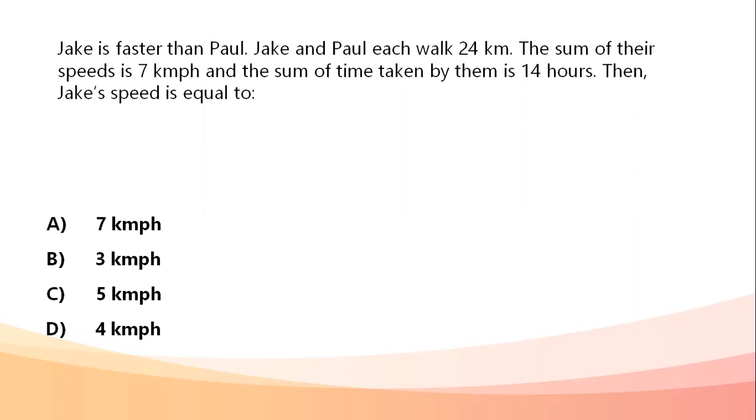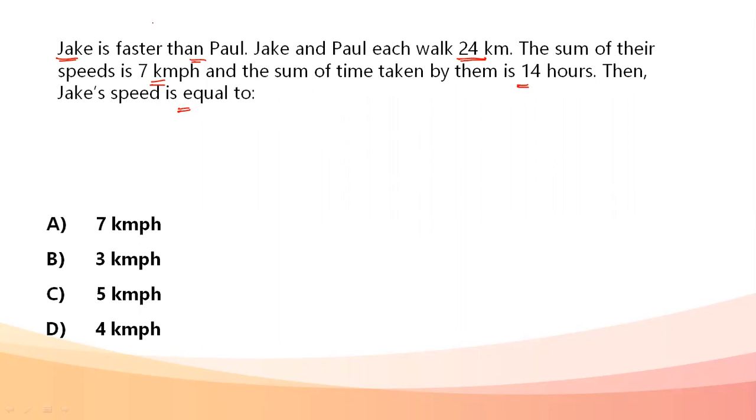Next, a question based on time, speed and distance. Jake is faster than Paul. Jake and Paul each walk 24 kilometers. The sum of their speeds is 7 and the sum of the times taken by each one of them is 14 hours. Then Jake's speed is equal to? So we have to find Jake's speed.